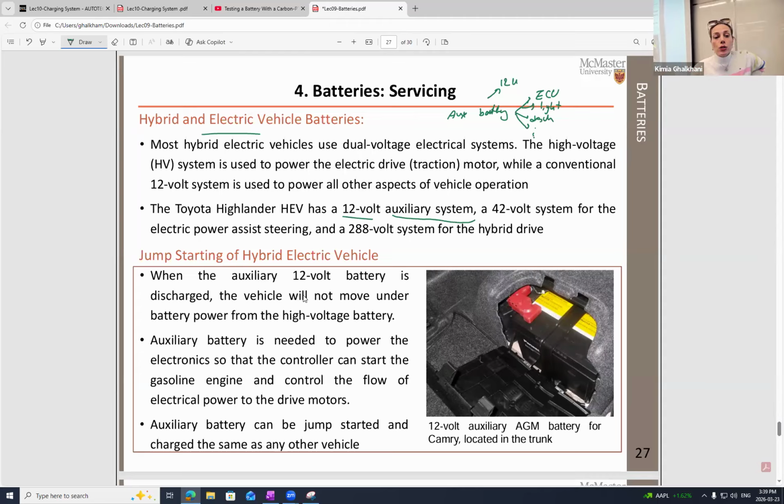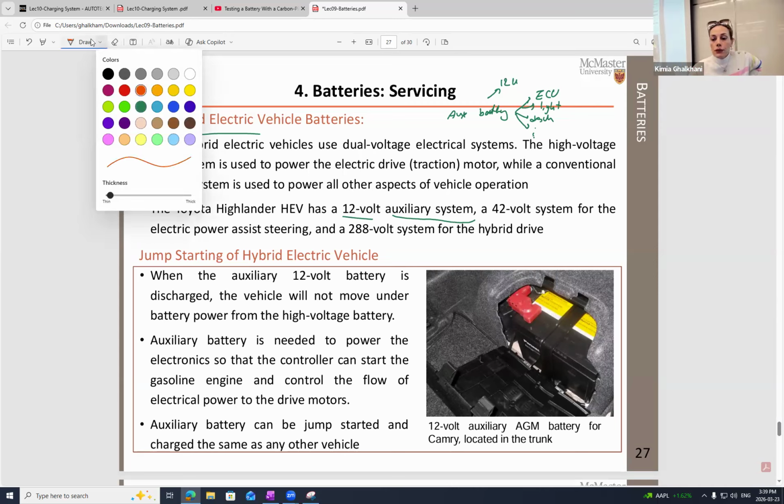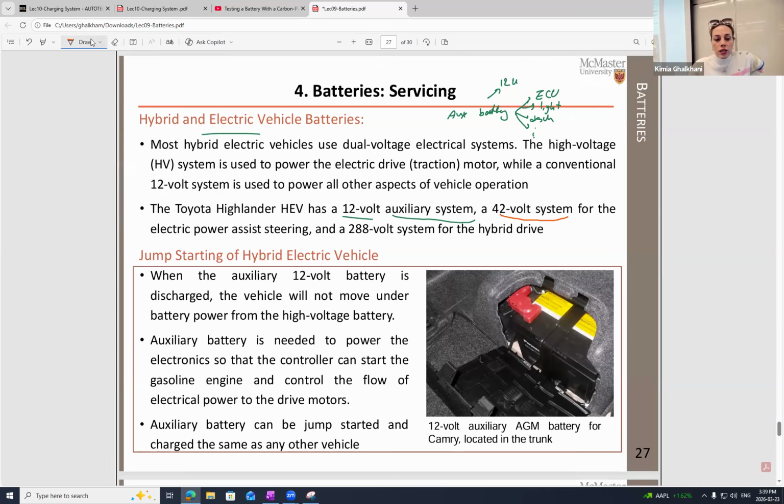You do have another one, as just shown right in here, which is going to be your 40 volt system. This one is for assisting the steering. And then you have another one, which is a 288 volt system, for the situation where you are not using the combustion engine and you are fully on the electric side of it. It's a hybrid electric, right? Therefore, you can see this one is high voltage. It's 288 for the hybrid drive, right?